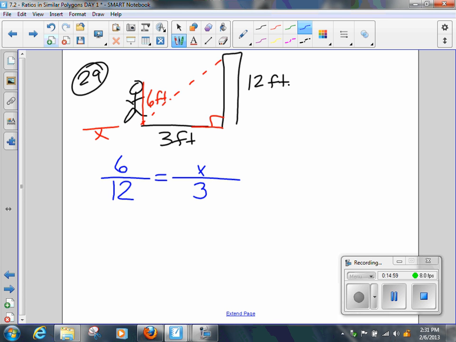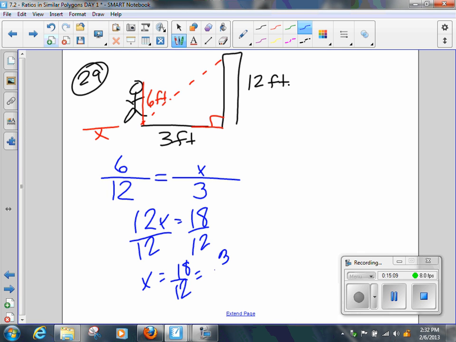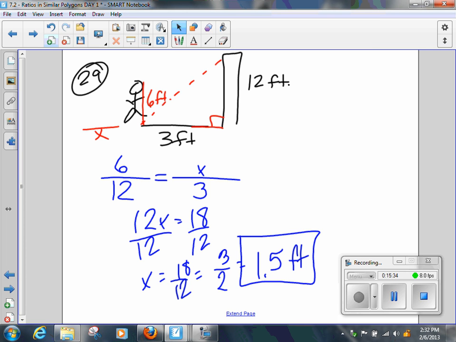12 times x is what, folks? 12x. 6 times 3 is 18. Divide both sides by 12. What is 18 divided by 12? 3 halves. 1.5 what? Feet. What is 1.5 feet? His shadow. Does that make sense? Should my shadow be larger or smaller than the flagpole shadow? Smaller, of course. This is something you can use in real life.